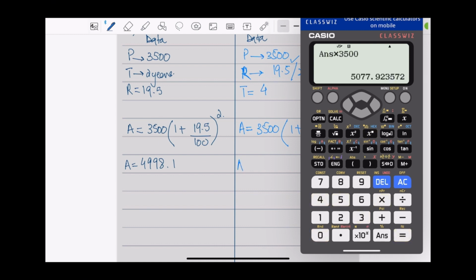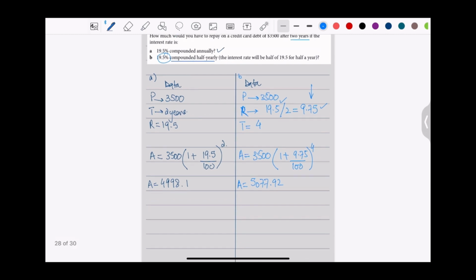This is going to be 5077.92. Note that if the compounding is done in fragments of smaller time intervals, then the final value will be bigger. If the same rate had been applied monthly, we would have divided 19.5 by 12, taken it for 1 month, and then the power for 2 years.